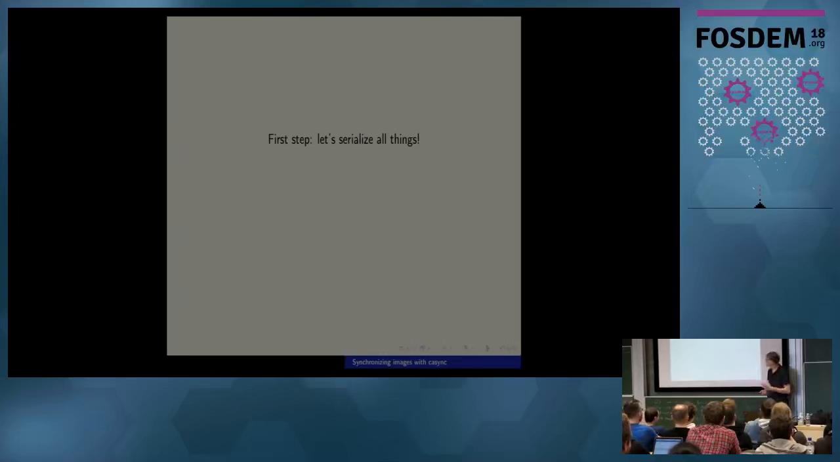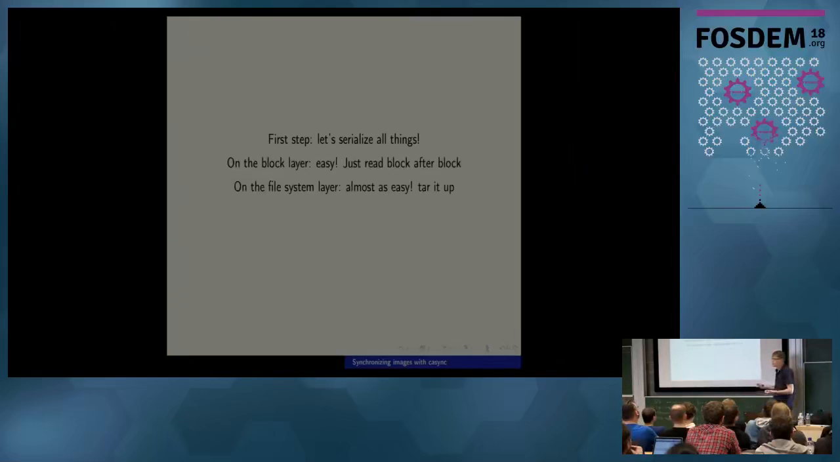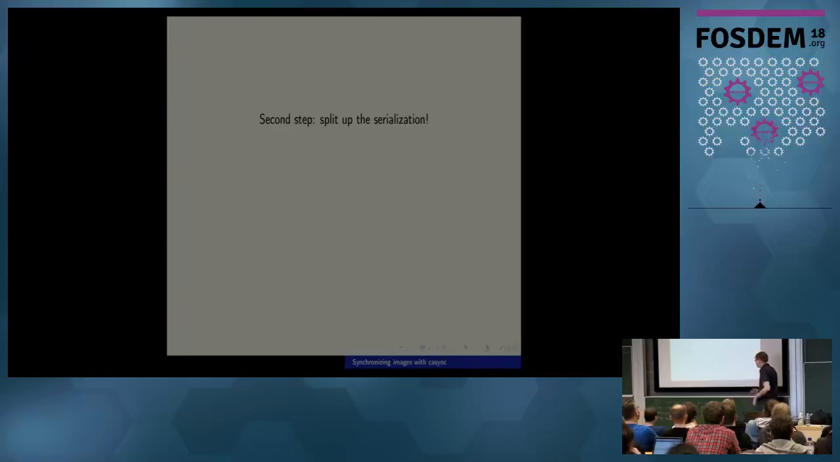So anyway, CA-tar, that's how I called my serialization format. All the things that I came up with here always start with the two characters C and A. But the CA-tar thing is essentially just tar. However, it's reproducible and well defined. And secondly, it's random access, right? So if you want to access some file at the end of the serialization, you don't have to read all the beginning like you have to for tar. But for the sake of discussion, let's just assume it's the same thing as tar. On the block layer, easy, just read block after block, and on the file system layer, almost as easy, just tar it up. That was the first step.